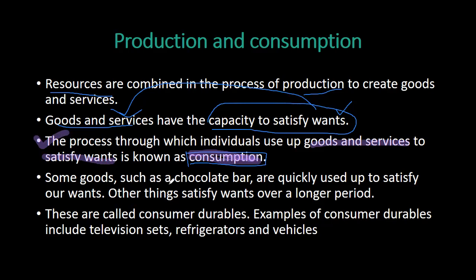Some goods such as chocolate bars are quickly used to satisfy our wants. Other things satisfy wants over a longer period. So these are called consumer durables. Okay, so these are known as consumer durables. Examples of consumer durables include television sets, refrigerators, and vehicles. This is about consumption and production.